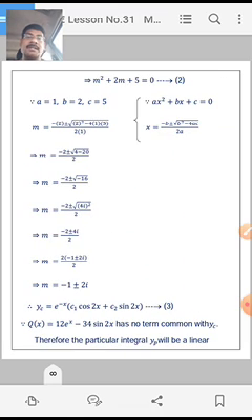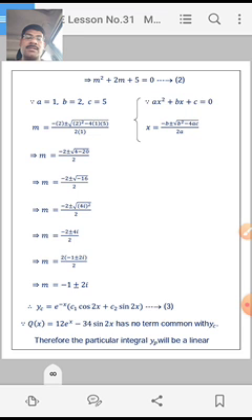The auxiliary equation is f of m is equal to 0, m square plus 2m plus 5 is equal to 0. Therefore, m is equal to minus 1 plus or minus 2i. Therefore, yc is equal to e power minus x (c1 cos 2x plus c2 sin 2x). This is equation 3. Then q of x is equal to 12 e power x minus 34 sin 2x.